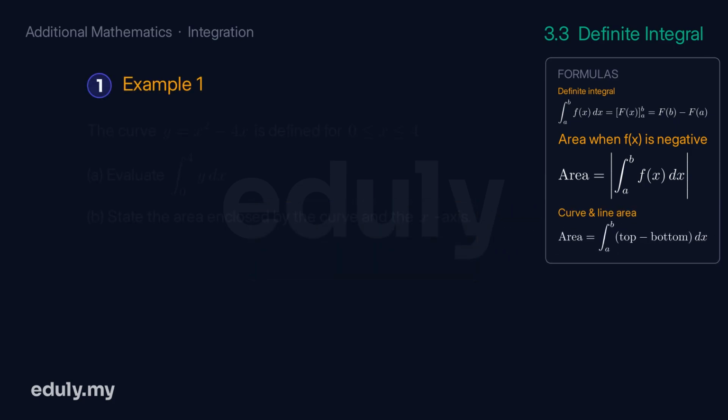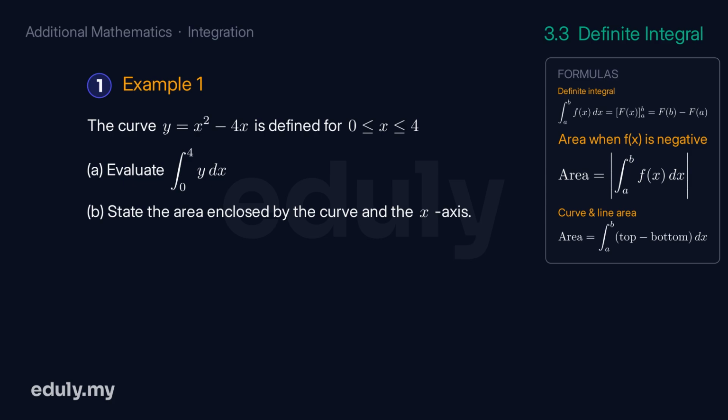The curve y equals x² minus 4x is defined for 0 ≤ x ≤ 4. Part A. Evaluate the definite integral of y with respect to x from x equals 0 to x equals 4. Part B. State the area of the region enclosed between the curve and the x-axis over this same interval.